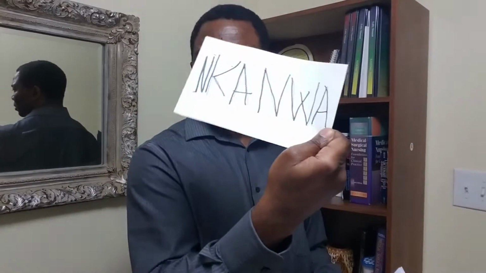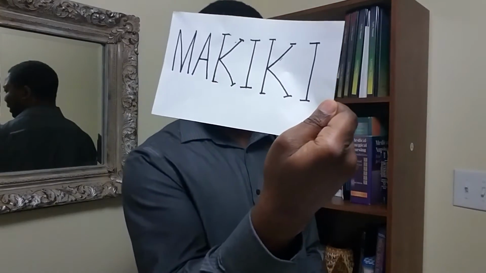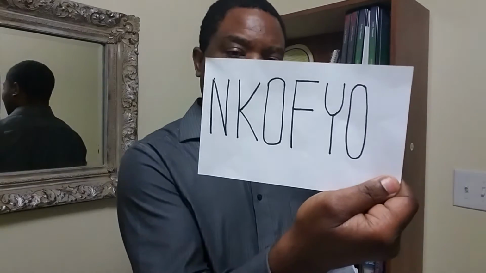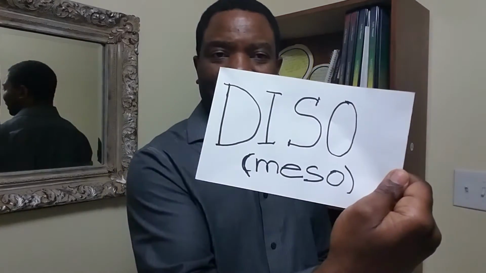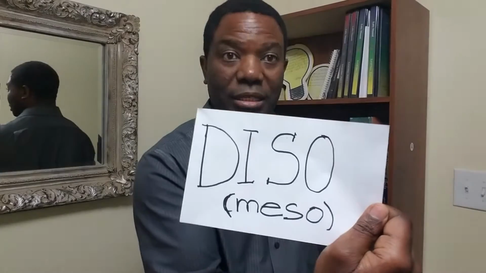Then we have mouth. Kanwa. Mouth. It's kanwa. Okay? Then after that comes eyebrow. It's makiki. Eyebrows are makiki. Okay? Then comes Kofio. It's eyelashes. Okay? And then we have eyes. Eye is diso. Meso, eyes. You know where eyes are when I'm talking about. I don't have to point them.